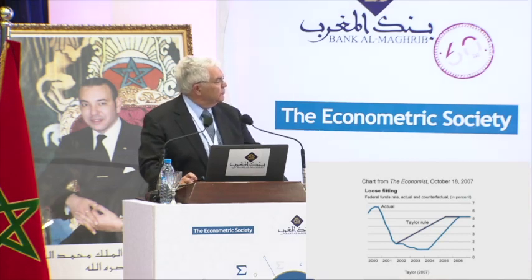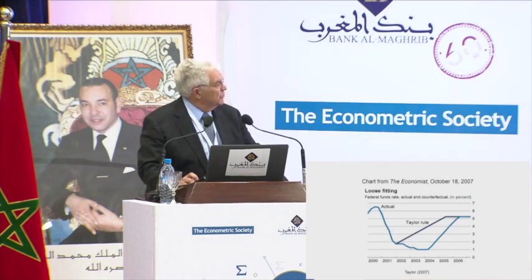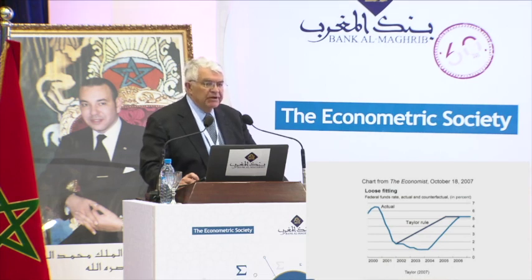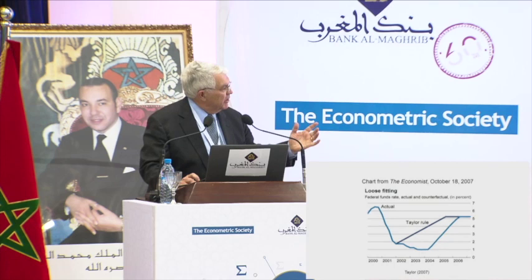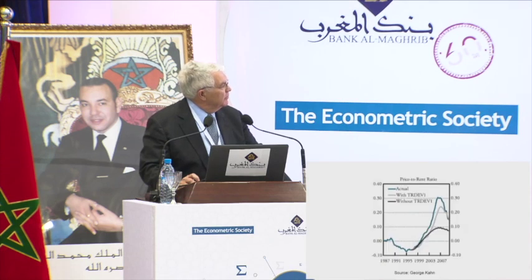This is an old chart from 2007, which shows the actual interest rate set by the Fed in light blue. This comes from The Economist magazine. It's just a facsimile of a chart in their magazine back in 2007. They're always clever with naming charts. This one was called Loose Fitting. And it basically just took what they had as an estimate of a policy rule. It happens to be the Taylor rule. It shows you how low interest rates were at that point. And so various people pointed that out, including me.